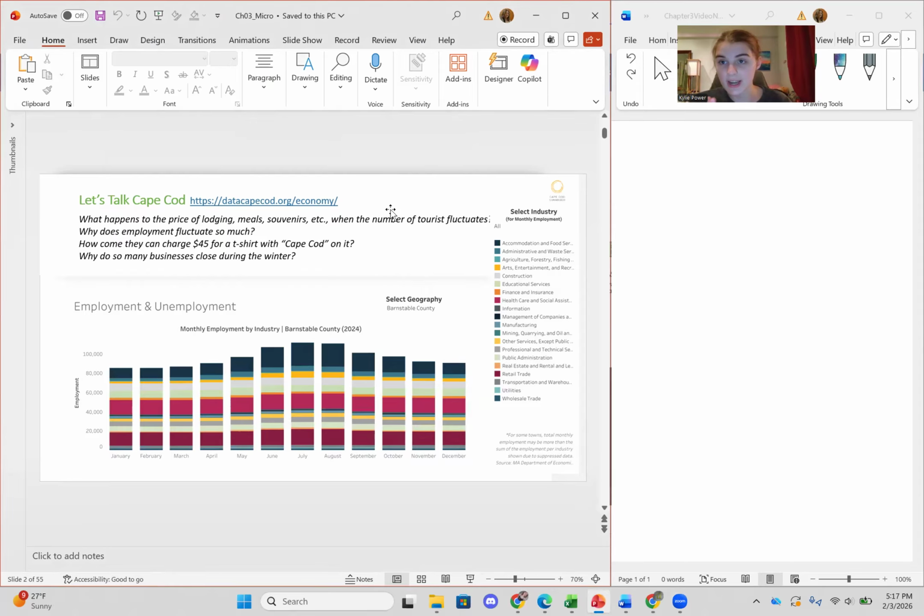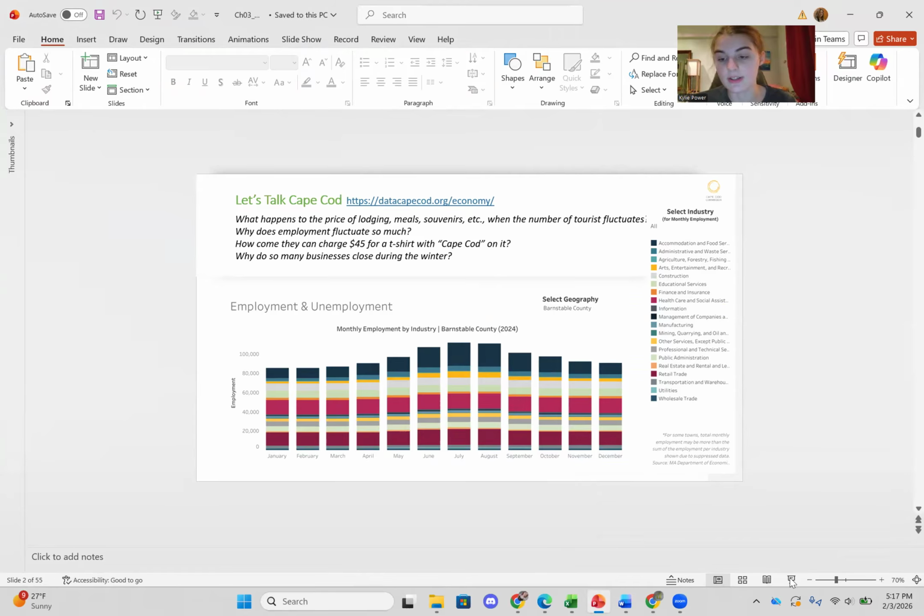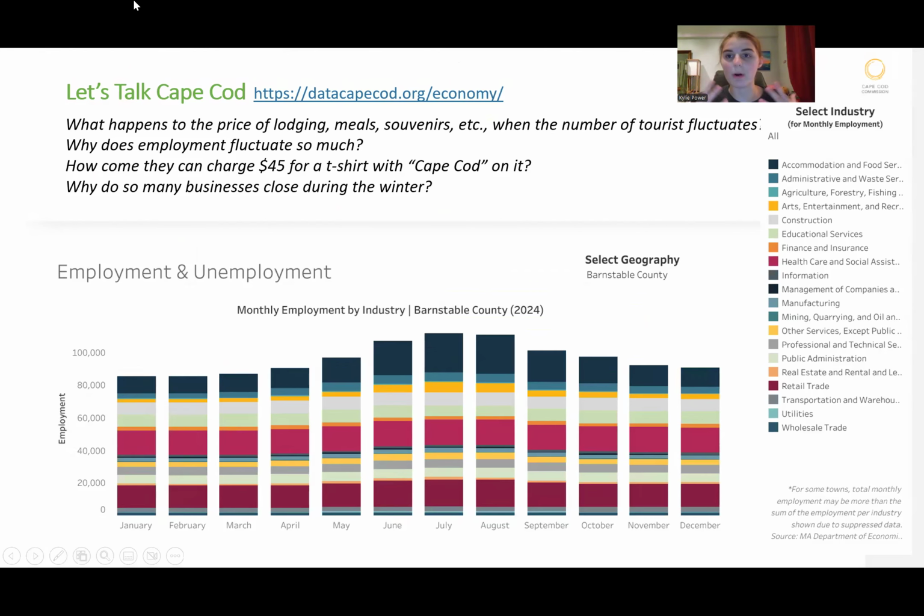The first context I like to put to it, especially because we are based in Cape Cod, is to talk a little bit about what demand means to us. If we want to talk about supply and demand in a Cape Cod centric focus, we could talk about what happens to pricing of lodging, meals, souvenirs. Why do we have a number of tourists and fluctuations that occur? Why do we have an on season? Why do we have an off season? Why does it look like that? The long and short of it is supply and demand.